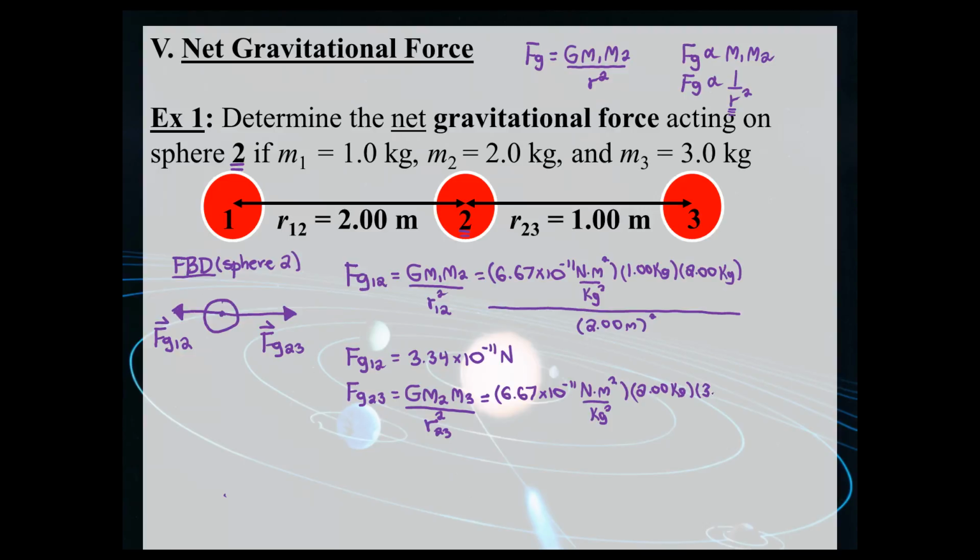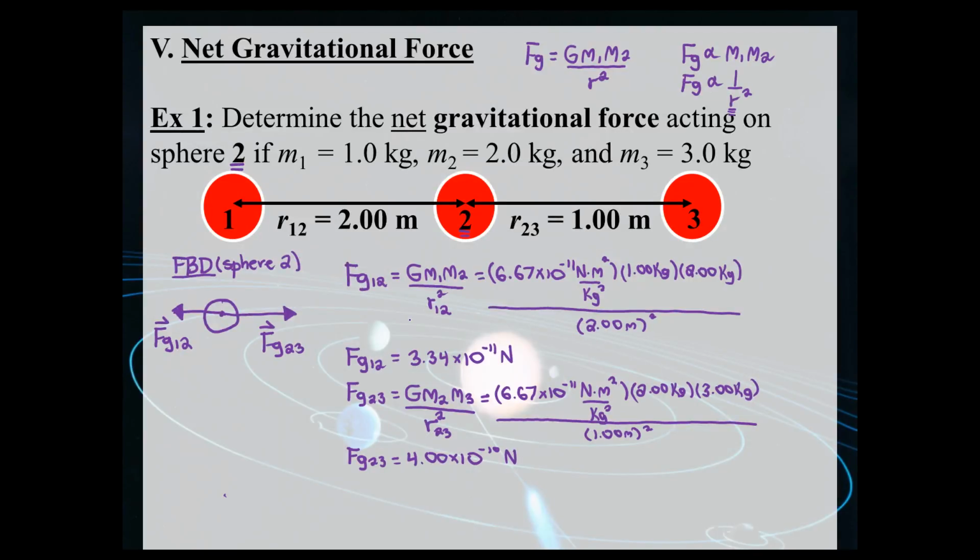M3 is larger, 3.00 kilograms. Divide this by that smaller distance, 1.00 meters squared. And then I get Fg23. We already know it's going to be a value that's larger. And to 3 significant digits, I get 4.00 times 10 to the negative 10 newtons.